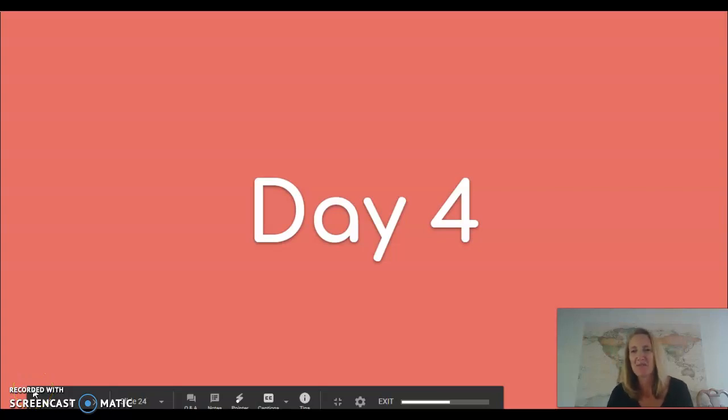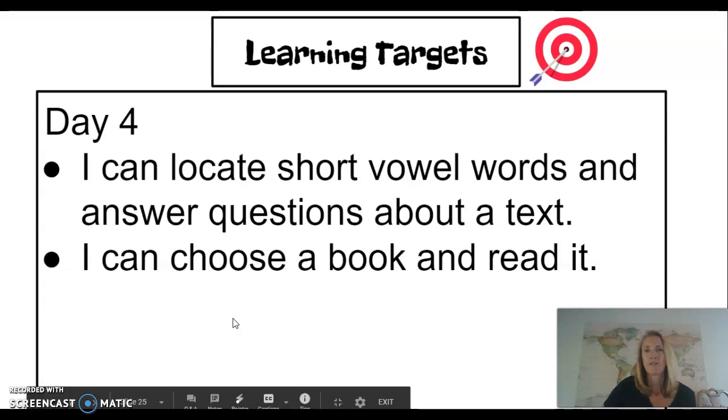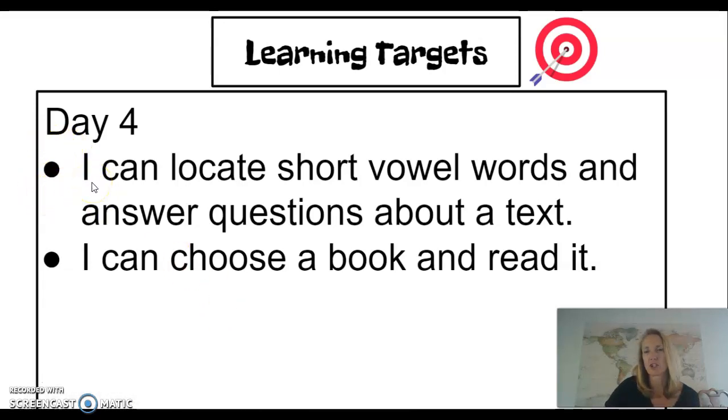Hello, we're moving on to part 2 of our day with our focus on phonics. And again, we're in day 4, and hopefully you enjoyed your time reading a book for your reading log. Our focus for phonics today is I can locate short vowel words and answer questions about a text.